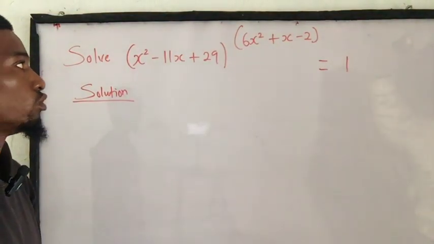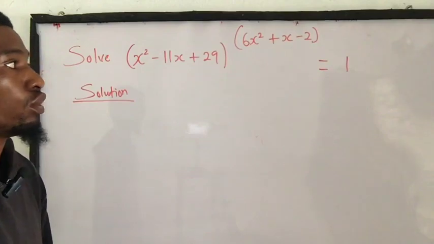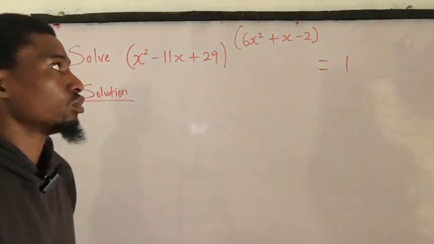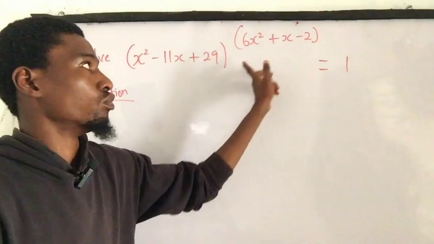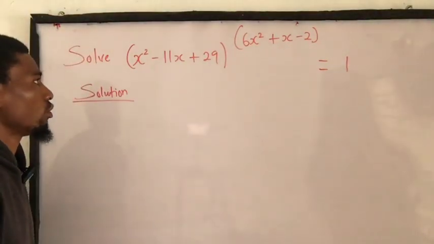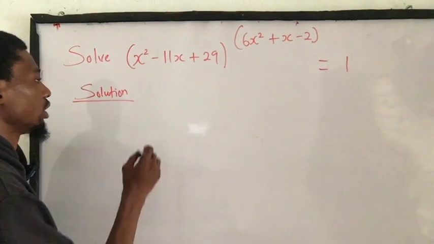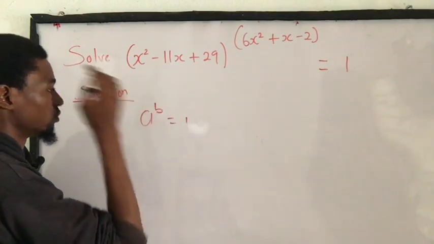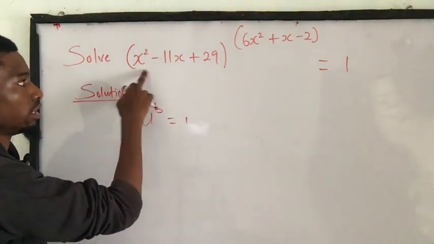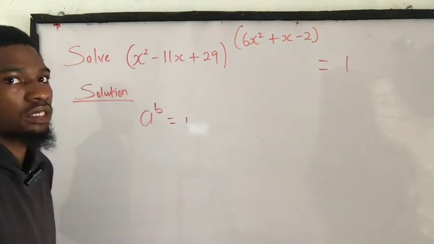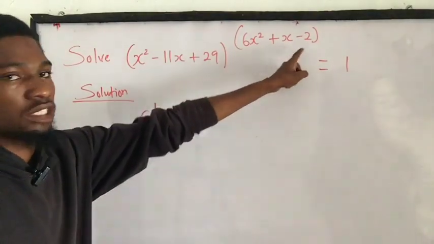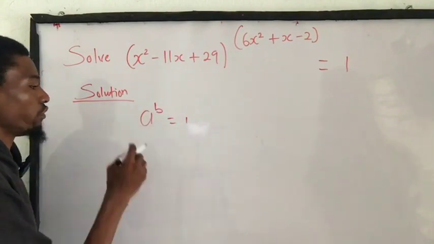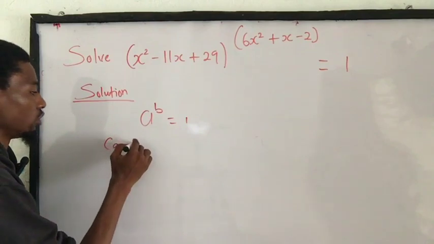The first thing to do to solve this equation is that we have three possible ways for this to be 1. What we mean by that is, let's assume we have a raised to the power of b equals 1, where a is x squared minus 11x plus 29 and b is 6x squared plus x minus 2. For a to the power of b to be 1, let's call this case 1.